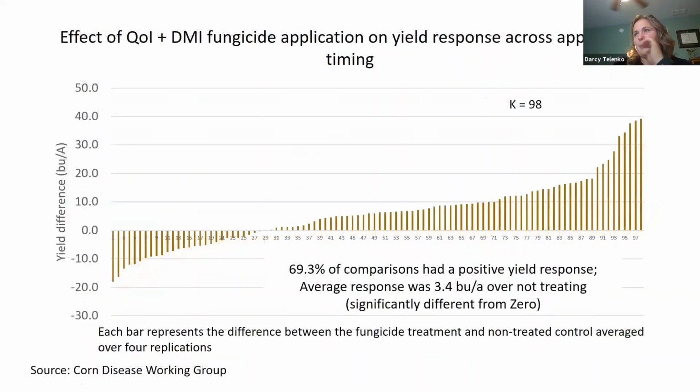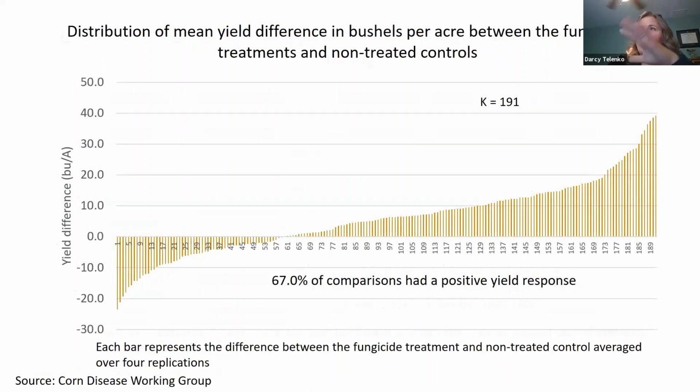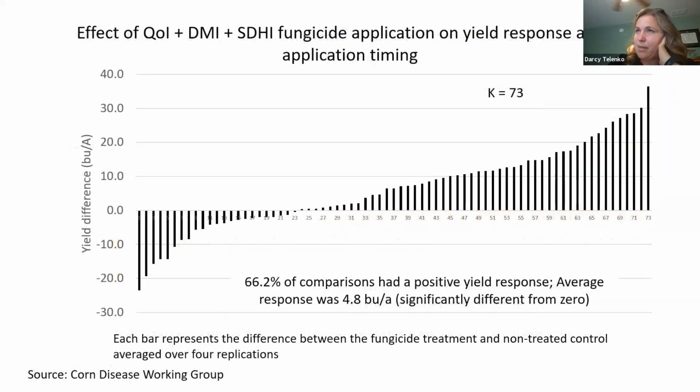And then let me break it down. This is just looking at the 2 modes of action, the QOI plus the DMI. At all application timings, there was a 69% positive yield response with 3.4 bushels over the non-treated. Those were the significantly different ones. And then finally, the 3-way, breaking it apart, was a 66.2% positive yield response, which was about 4.8 bushels per acre.